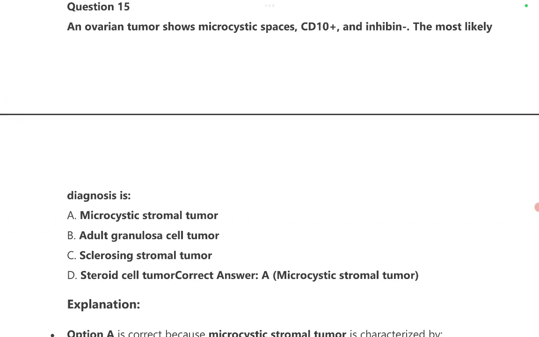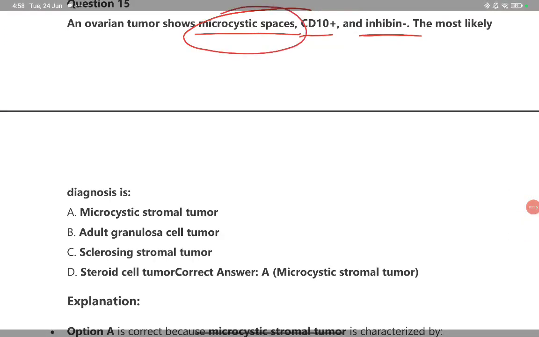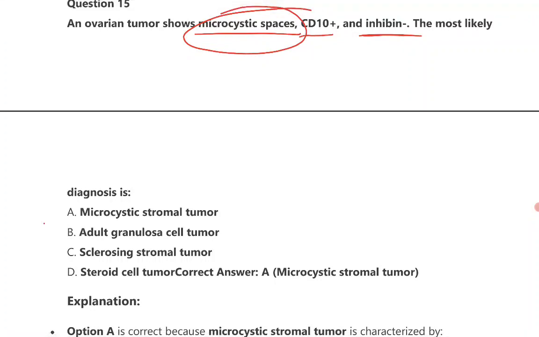An ovarian tumor shows microcystic spaces, CD10 positive and inhibin negativity. Most likely diagnosis is. So in this case, the microcystic spaces hint us towards microcystic stromal tumor. Other options are easily ruled out.